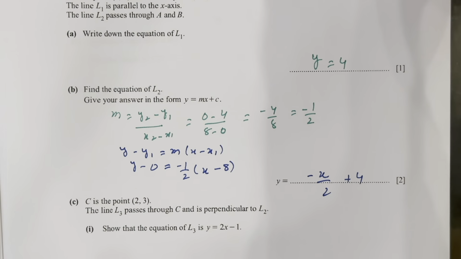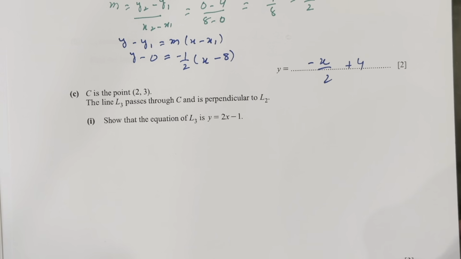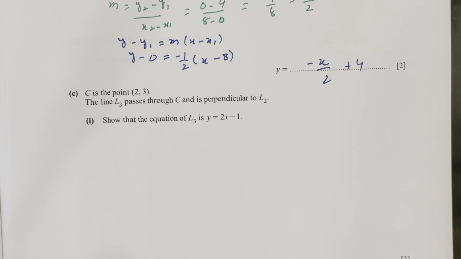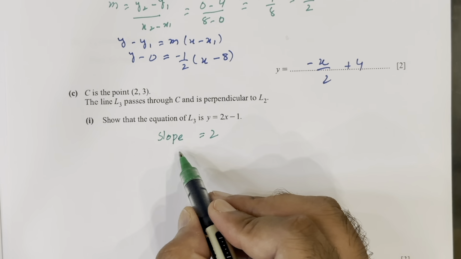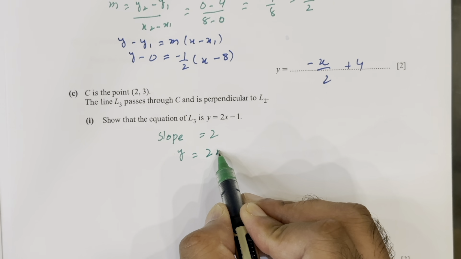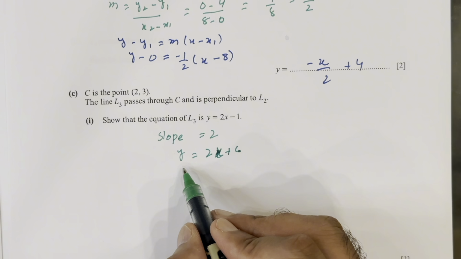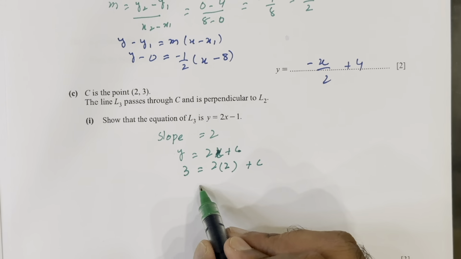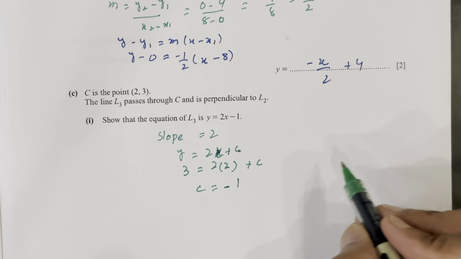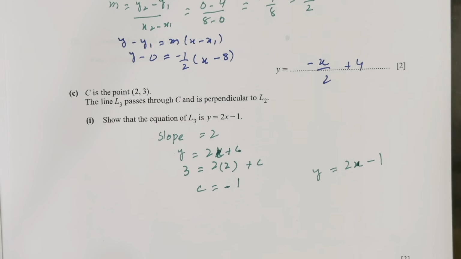Part C: C is the point (2, 3). The line L3 passes through C and is perpendicular to L2. Show that the equation of the line L3 is y is equal to 2x minus 1. So the slope would be equal to 2, and the formula is y is equal to 2x plus c. After putting those values, we get the value of c, that is equal to minus 1. And putting this value, y is equal to 2x minus 1. So this would be our slope intercept form.